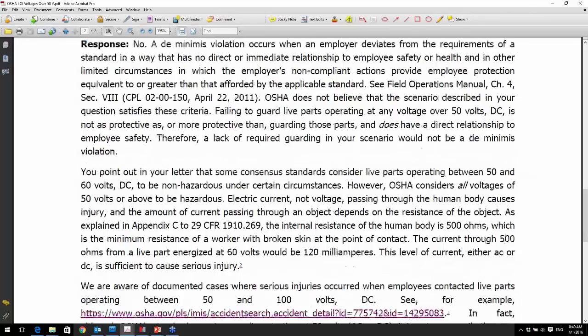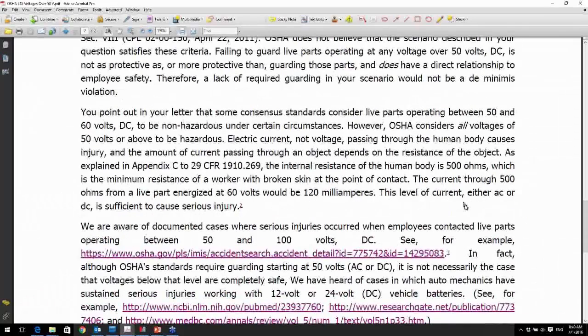And they go on to say, we are aware of documented cases where serious injuries occurred when employees contacted live parts operating between 50 and 100 volts DC. So they give some examples, and it's clear that as far as OSHA is concerned, if you're using anything more than 50 volts or less as your criteria, you're going to be in violation of the OSHA regulation. OSHA is going to cite you.